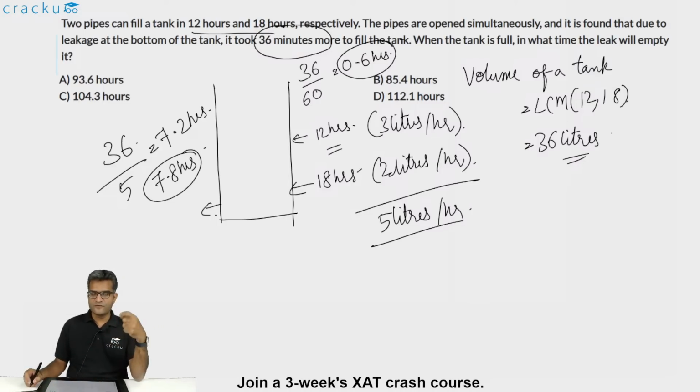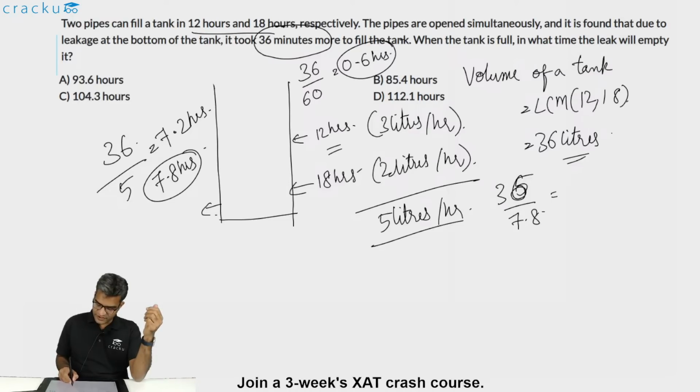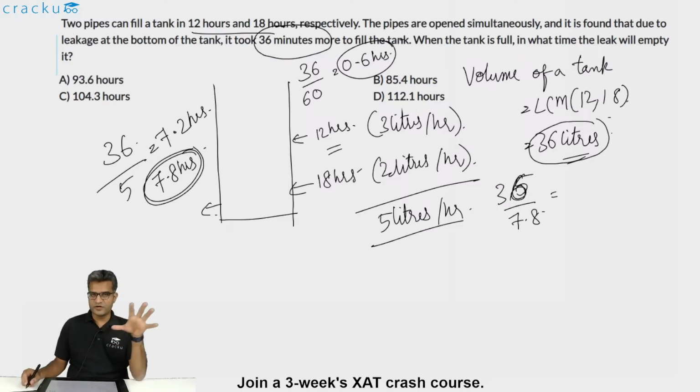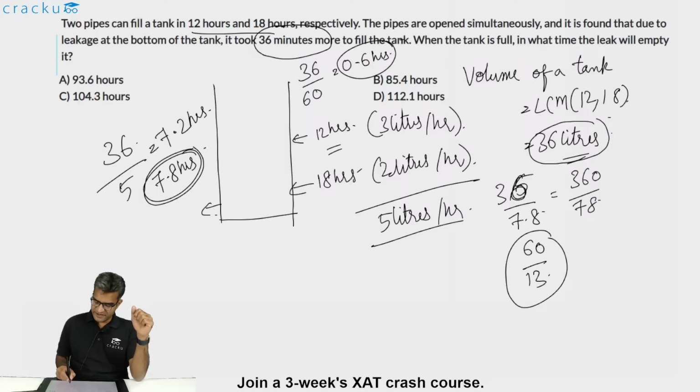So what is the amount of volume that is filled every hour? Sorry, it is 36 divided by 7.8. Because the volume of the tank is 36 liters, it is taking 7.8 hours to fill the tank. So what is the total volume that is filled in 1 hour? It is 36 divided by 7.8. 36 divided by 7.8 is 360 divided by 78. You can divide both of them by 6. So this is 60 divided by 13. So 60 by 13 liters are now filled every hour.